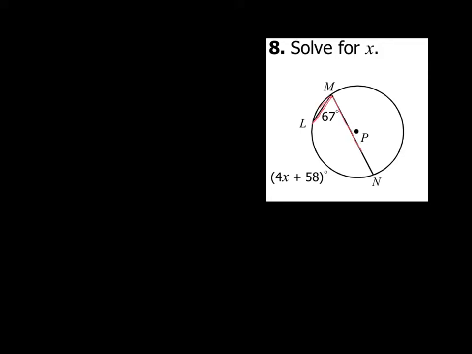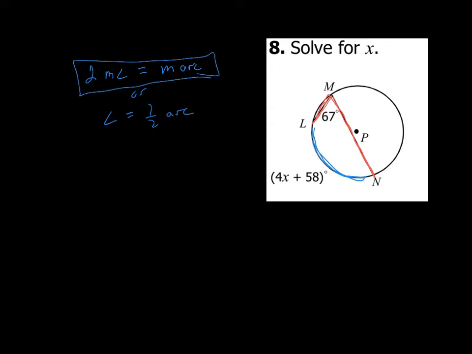So again, here's my inscribed angle, and out here is my arc. So I know that twice the measure of the angle gives me the measure of the arc, or the angle is equal to 1/2 of the arc. Now, I would prefer to double the angle and set it equal to the arc rather than taking 1/2 of the arc to avoid decimals.